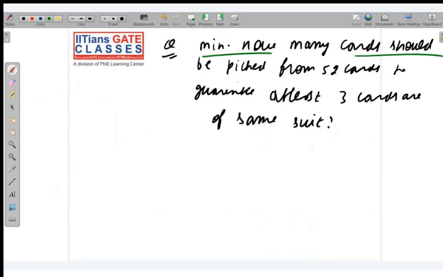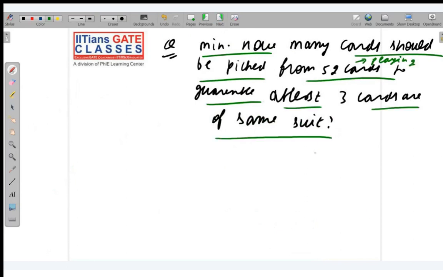Next is: minimum how many cards should be picked from 52 cards? 52 cards means the playing cards. Okay, the playing cards, to guarantee at least 3 cards are of the same suit. Okay, same suit. So we have 4 suits, right?